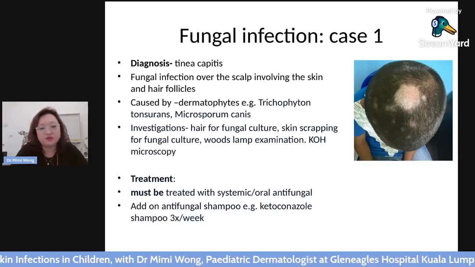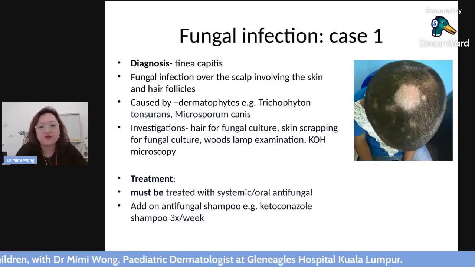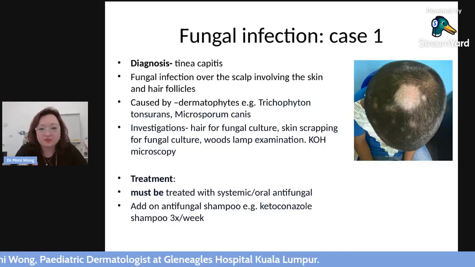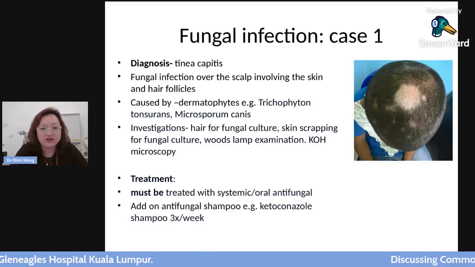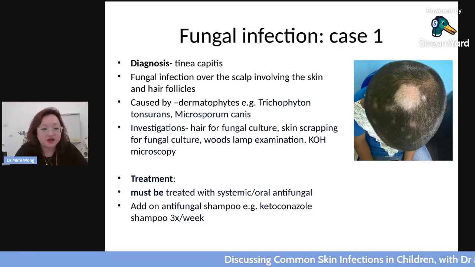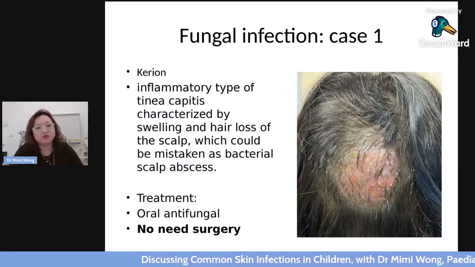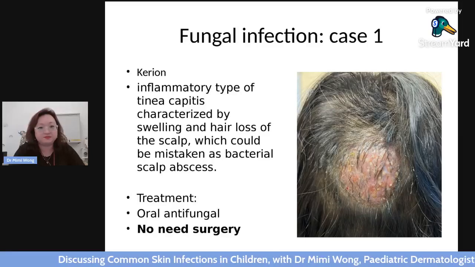So how do we confirm the diagnosis? We can actually do hair for fungal culture. You can pluck the hair and send for fungal culture. We always do it in our office, and we can also do skin scraping and send it for fungal culture. In our clinic, I always do this wood slab examination as well.